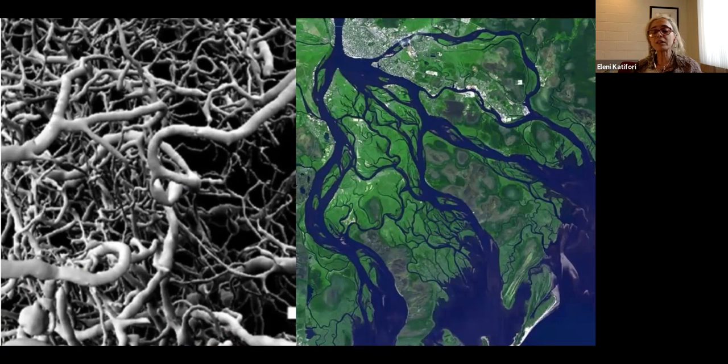And if you look at these two pictures, you will see some similarities immediately. You will see maybe hierarchy, you will see loops. Of course, one is 3D, one is 2D, but again, you might see those similarities and you might think perhaps there are underlying principles.